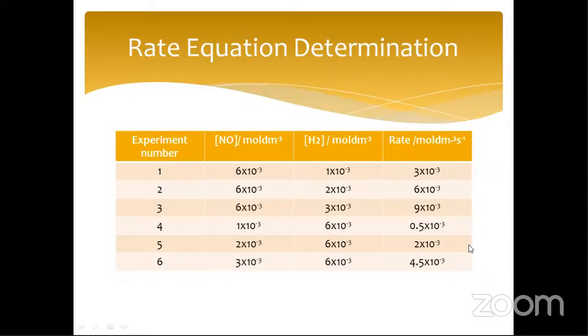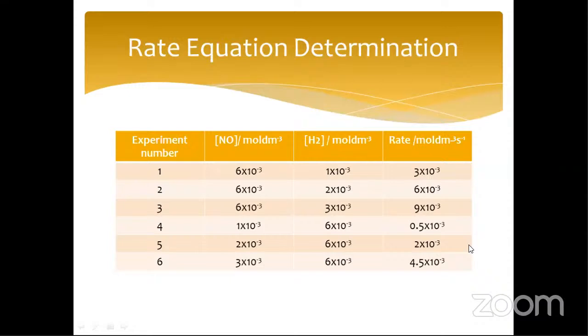Now, in order to deduce the order of the reaction, I have to change the concentration and see how this change in concentration affects the rate of the reaction. So I'm going to compare experiments 4 and 5. And I'm comparing experiments 4 and 5 because in experiment 5, I would have doubled the concentration of nitrogen monoxide.